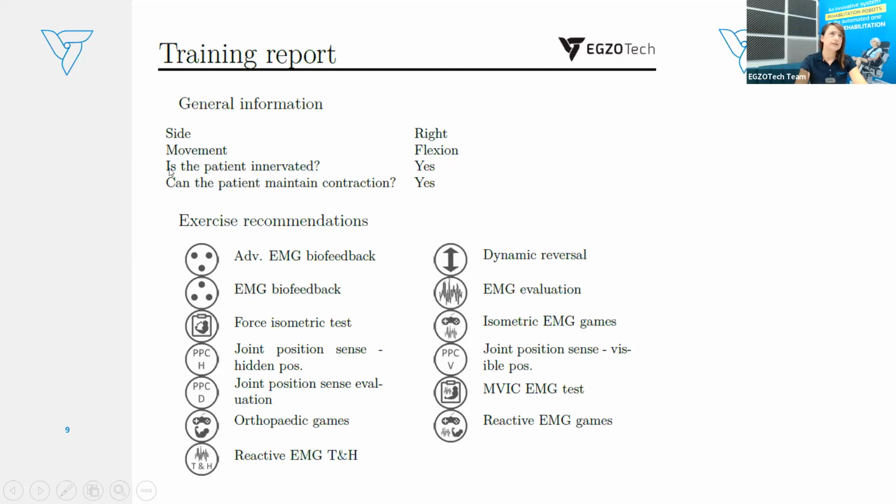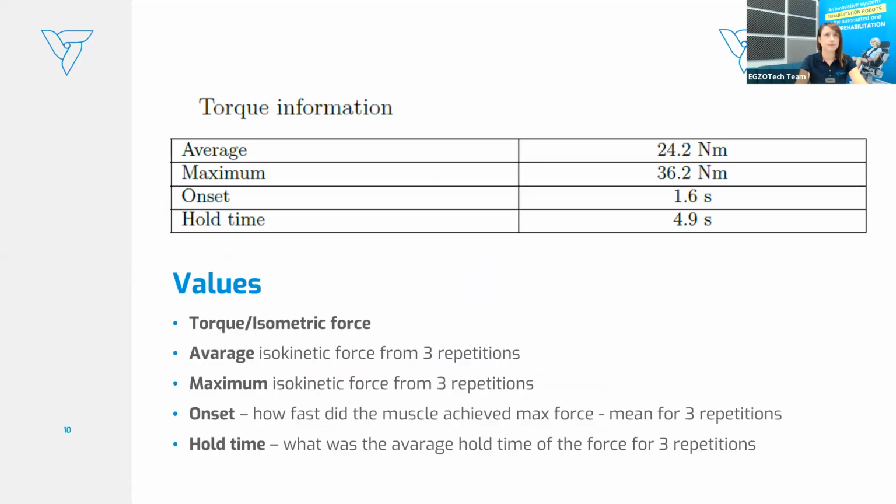And you get the information, is the patient innervated, can the patient maintain the contraction? And those are important information for choosing the right options. For example, in the trigger and hold exercises, do we go with trigger and hold or trigger and release? So this is a clue for you which exercise to use as well. And there will be some torque information. So there will be average force that the patient generated, so like isokinetic muscle force. We will have the maximum value that the patient got.